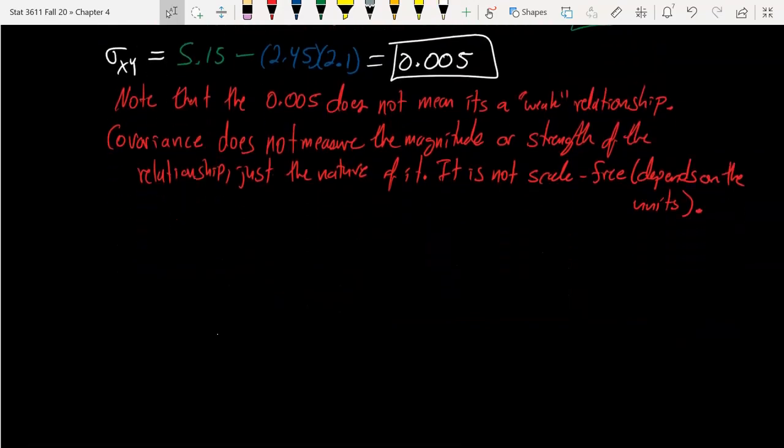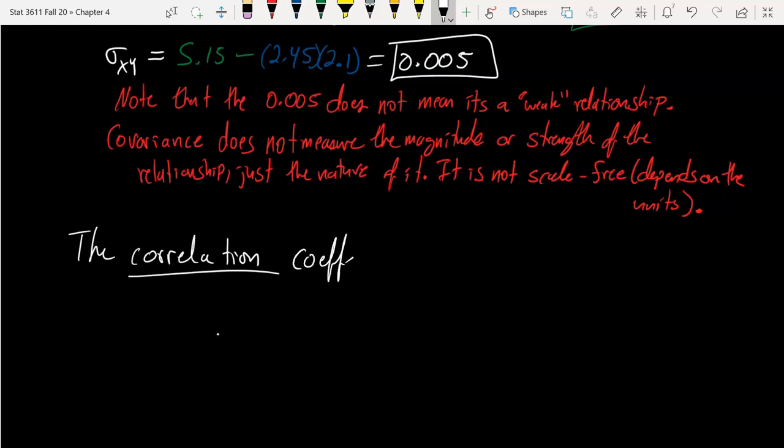So what if we want to know something that's not just whether the relationship is positive or negative, but we want to measure the strength? Is there a scale-free measurement? Sure, that is called the correlation coefficient. The correlation coefficient is scale-free.